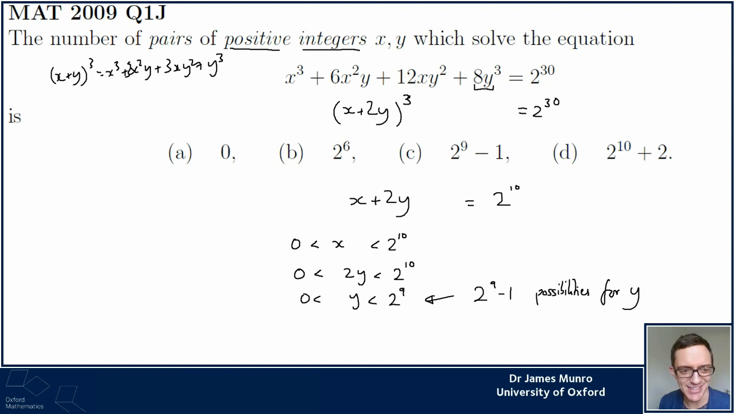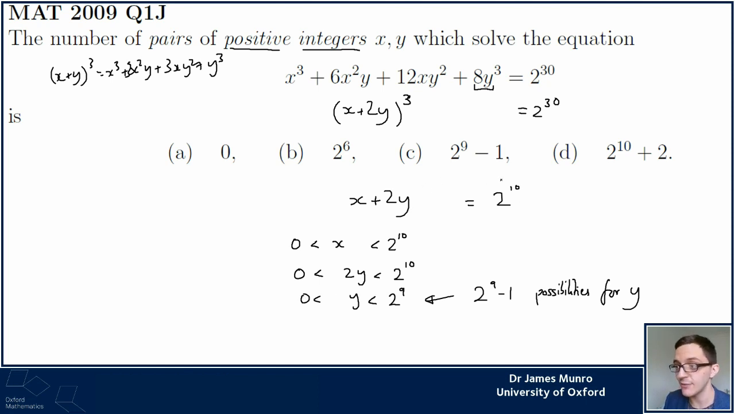It feels like it might be 2 to the 9, but actually 2 to the 9 is not allowed, because if y is 2 to the 9, then x is 0, which is not positive. Okay, quick last check here. For each value of y, once I've plugged in my value of y, so long as it lies in this range, when I double it, I'll get something between 0 and 2 to the 10.